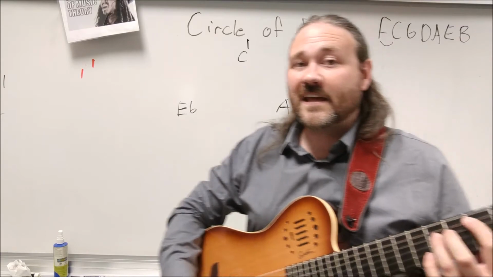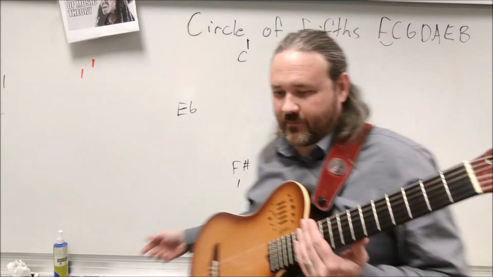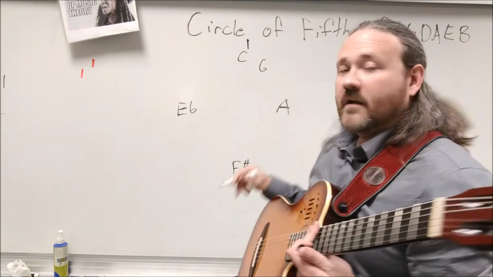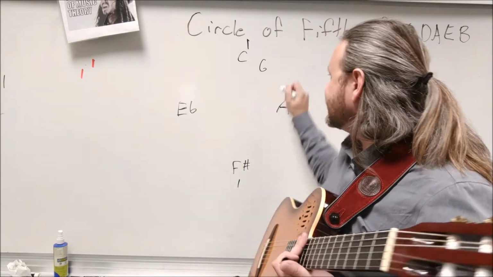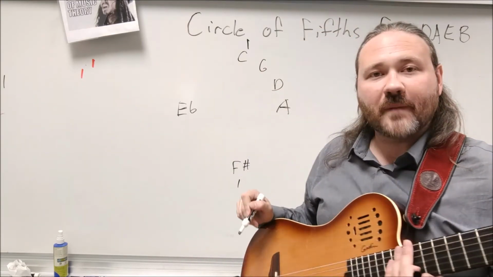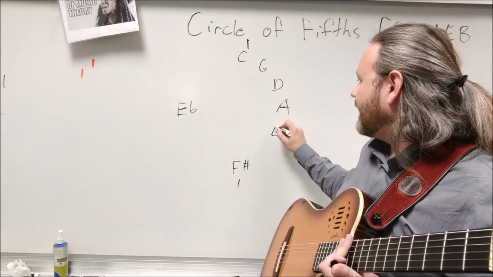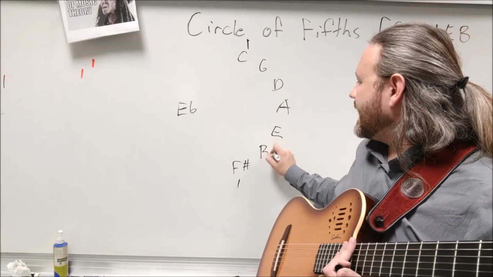So C to G, you can just count C, D, E, F, G. 5 notes, C to G. So we have G up there, okay? C, G. Count 5 more notes up from G, you get D. Count 5 notes up from D, you get A. Count 5 notes up from A, you get E. Count 5 notes up from E, you get B.